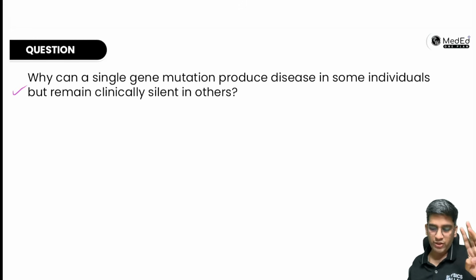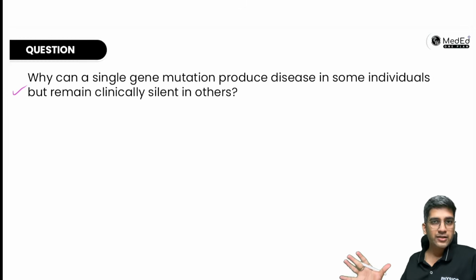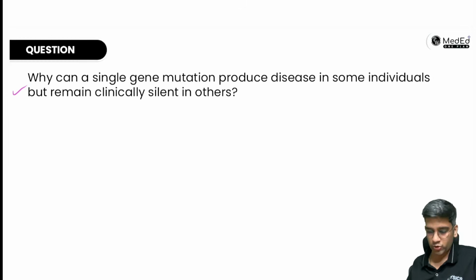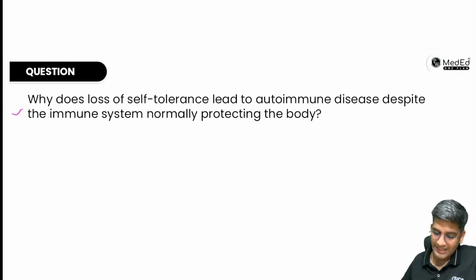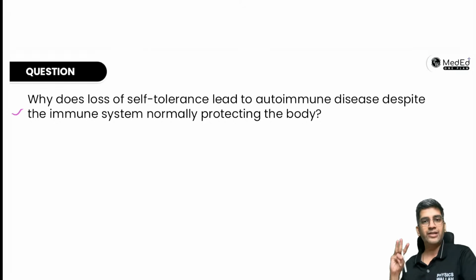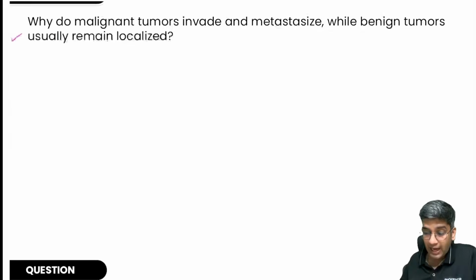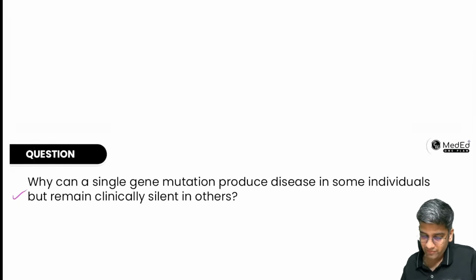Why a single gene mutation produces disease only in some individuals, but it remains clinically silent in others, right? Because I feel that you might have this in second year also. I have one more. Why do malignant tumors invade and metastasize, but benign tumors remain localized? Okay. And why does loss of cell tolerance lead to autoimmune diseases despite immune system normally protecting the body, right? There are 3 reasoning why questions. I hope you know the answers for all of them. We are just going to structure them.